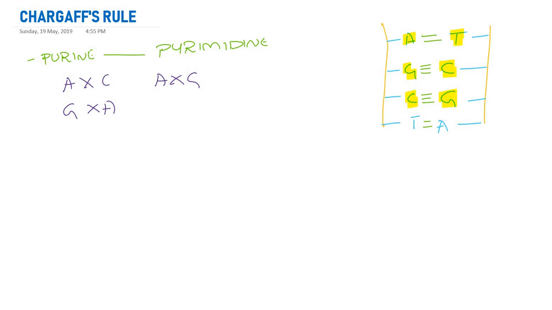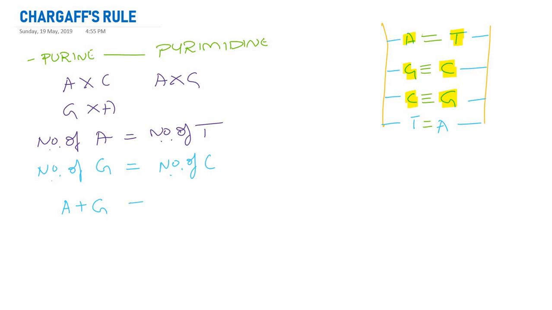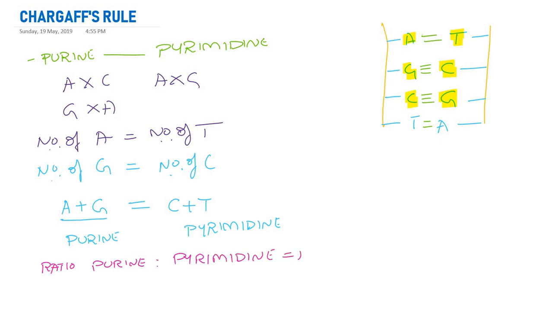So in a given DNA, the number of adenine should always equal the number of thymine. Similarly, the number of guanine should always equal the number of cytosine bases. In any given DNA, because of these complementary base pairs and hydrogen bond restriction, the number of adenine is always equal to the number of thymine. So you can make a rule here. Chargaff's rule states that the number of adenine plus the number of guanine should equal the number of cytosine plus the number of thymine. Now adenine and guanine are purines, cytosine and thymine are pyrimidines. So according to Chargaff's rule, the ratio of purine to pyrimidine is always 1. Okay, so we will take an example.